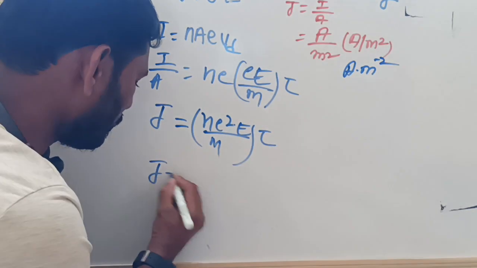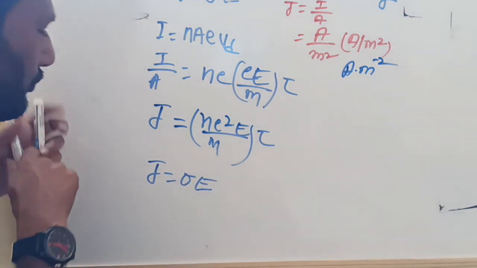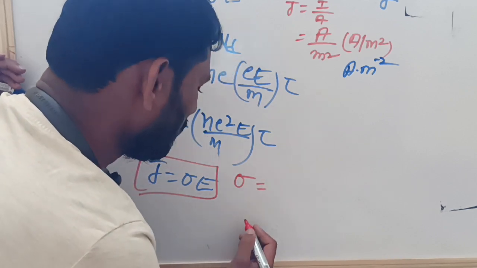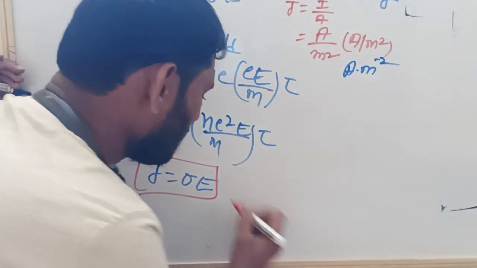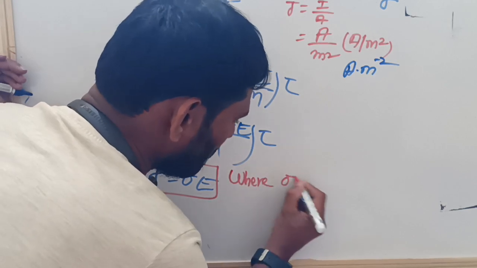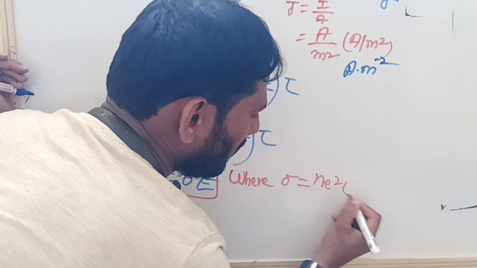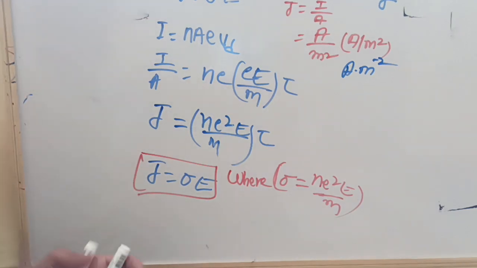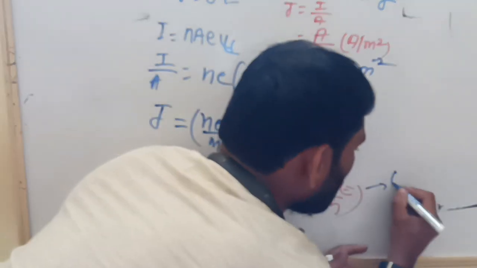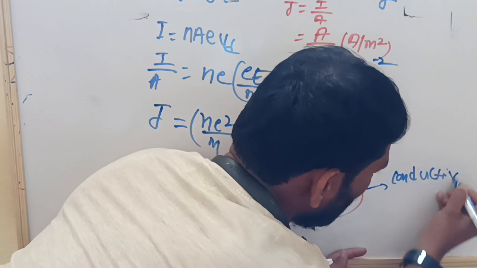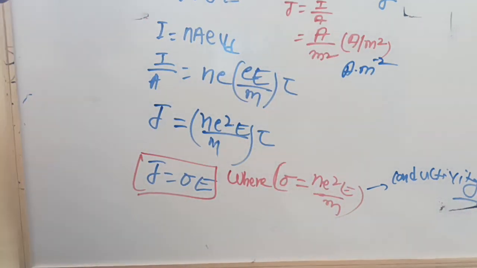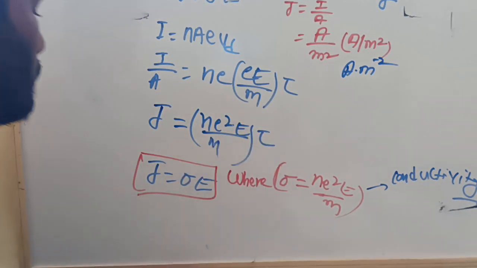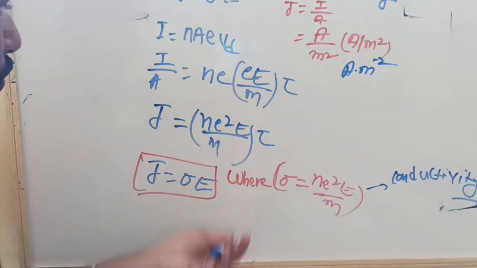Now J is equal to sigma into E, directly you can write, where sigma is equal to n e square tau divided by m. So this is called conductivity. This sigma is called conductivity. Here resistivity and conductivity, conductance and resistance are very important. I will discuss that also, just a fraction of a second related to this. So this is the derivation.